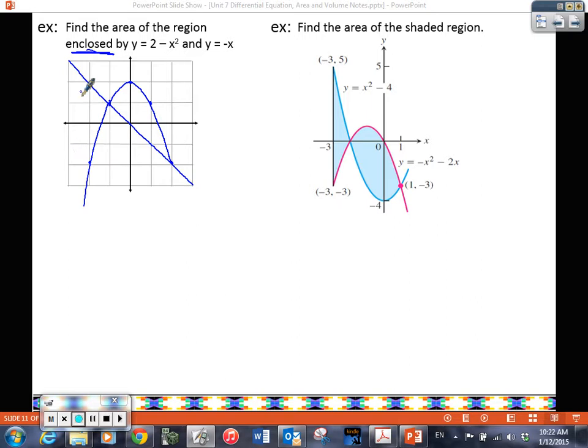When it says area enclosed by the curves, it means closed. It's closed in. It's not open. This portion right here is closed in. That's the area that we're going to be calculating.